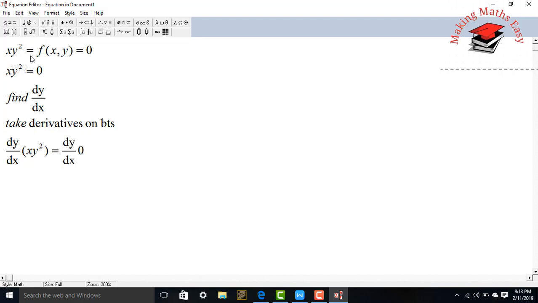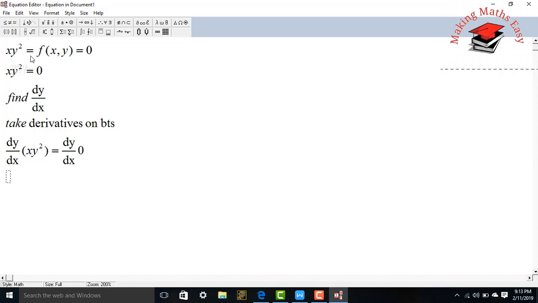In the case of an implicit function where both x and y are taken into consideration, you have to differentiate on both sides, on the right hand side as well as on the left hand side. You have to differentiate on both sides, because x y square is equal to f of x, y, which is equal to 0. So we differentiate on both sides in order to differentiate the particular function.